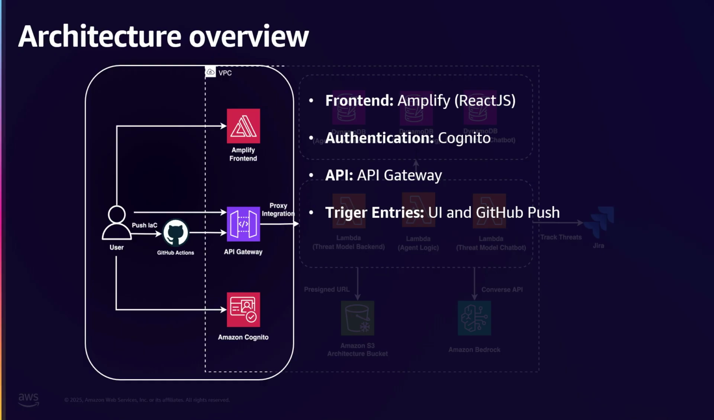We use the React framework to build the UI and host the UI on Amplify. We use Amazon Cognito for authentication and authorization. All the API calls go through API Gateway and are sent to the backend through proxy integration. This solution has 2 ways to trigger. The first one is that you can create a threat model on the UI. The second one is that when you push the IaC code onto the GitHub repo, the GitHub Action will trigger the threat modeling process.